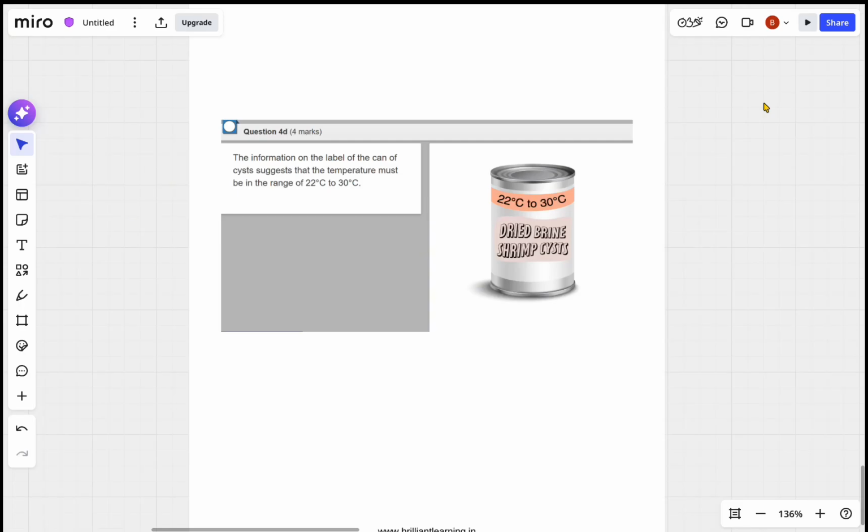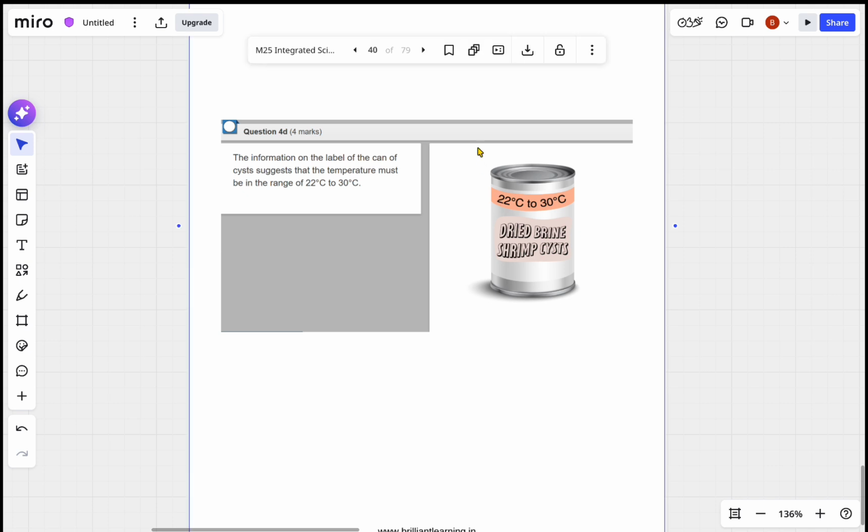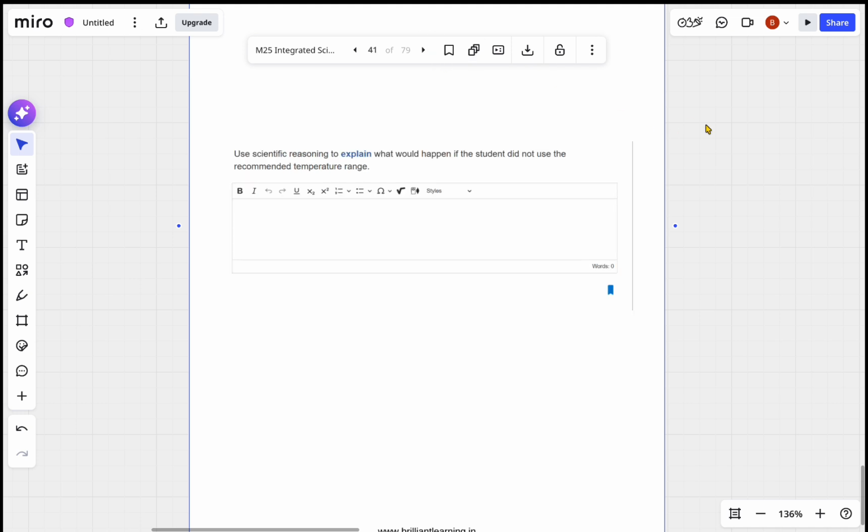Now let us go ahead with question 4D. Let's just read out the question for reference. The information on the label of the can of the cyst suggests that the temperature must be in the range of 22 degrees Celsius to 30 degrees Celsius. As we can see here, they've given a temperature range that we have to keep the brine cysts in. So let's just move on to the question and see what they're asking.